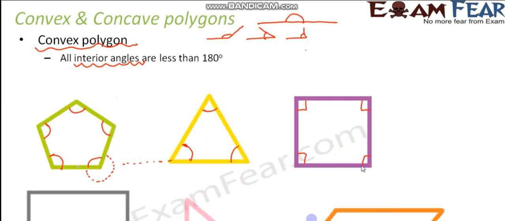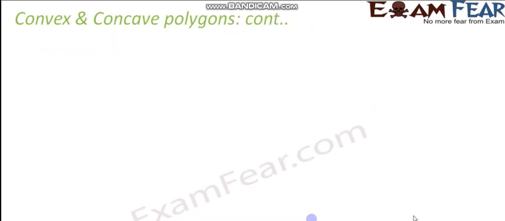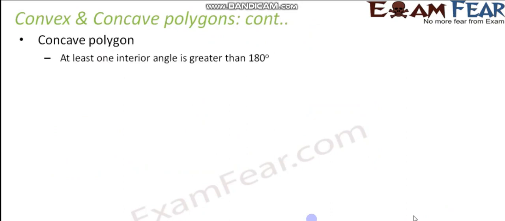Which one is a concave polygon? You look at all these examples, they are all convex polygons, because the angles are less than 180 degrees. So now that we have discussed examples of convex polygons, let's talk about concave polygons. The word concave already has the term cave in it.